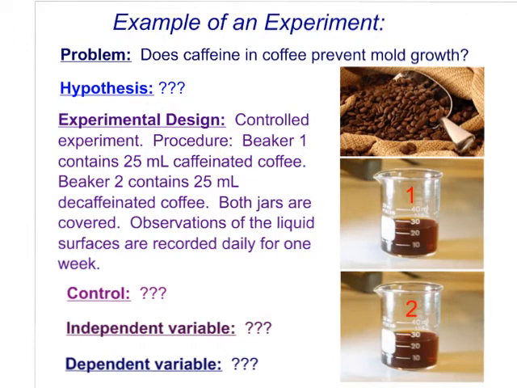Here's our experimental design. We are going to conduct a controlled experiment. The procedure is as follows. We're going to have beaker 1 over here containing 25 milliliters of caffeinated coffee. And then we're going to have beaker 2 right here containing 25 milliliters of decaffeinated coffee. Both jars are covered. And then the observations of the liquid surfaces are recorded daily for 1 week.